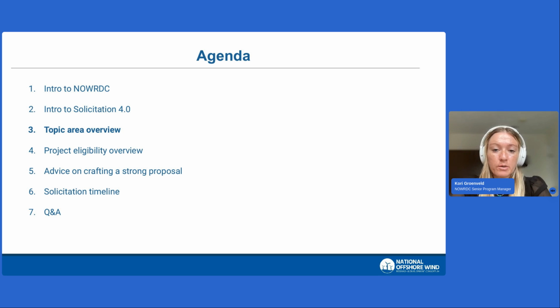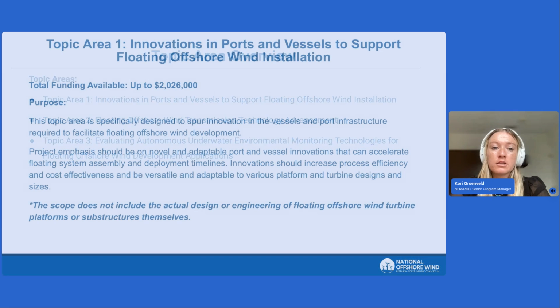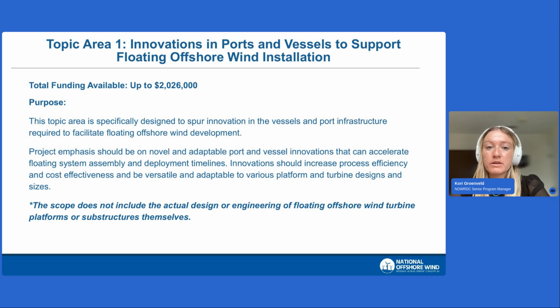Now we'll get into the topic areas. So as highlighted before, this solicitation has 3 topic areas. Topic area 1 looks at innovations in ports and vessels to support floating offshore wind installation. There's up to approximately $2 million available in this topic area.